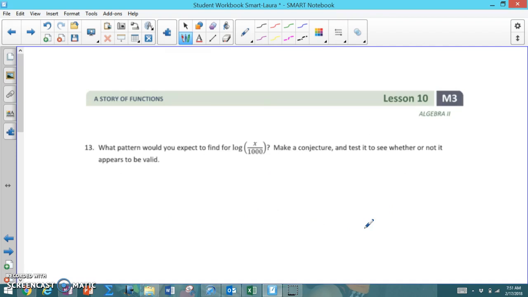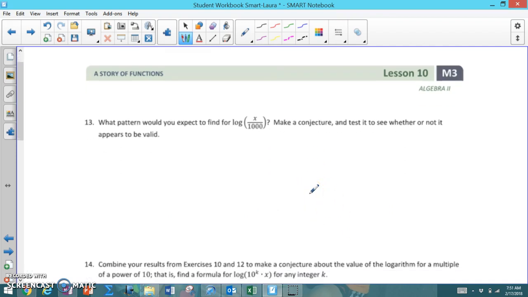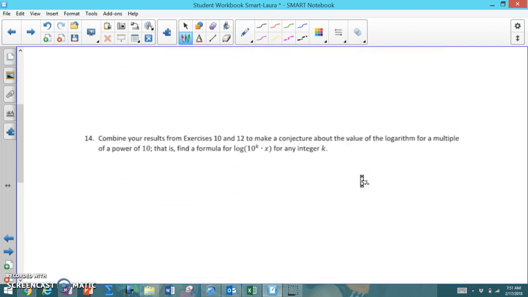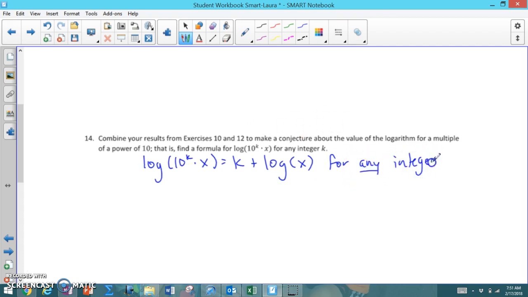Once again, they had us look at it for log of x over 1,000, but again, because I could rewrite this as log of 10 to the negative 3 times x, it would just be the same as negative 3 plus log of x. So we broke it down looking at positives and negatives separately, but our conclusion is that it doesn't matter. If I have the log base 10 of 10 to the k times x, it is in fact equal to k plus log of x, just like we said a few pages ago, but for any integer k. So the change is that we aren't saying positive.